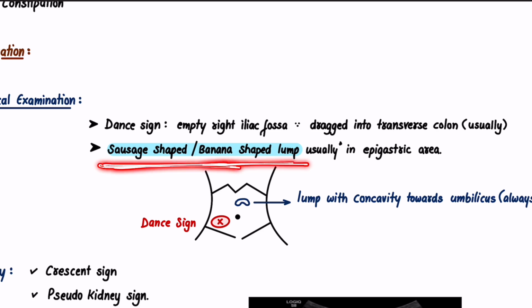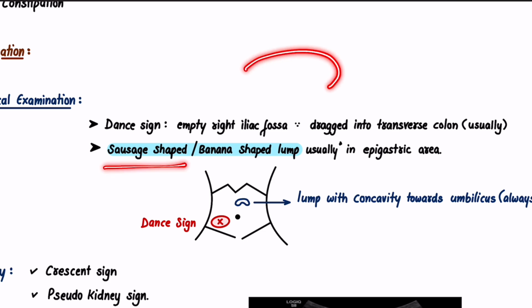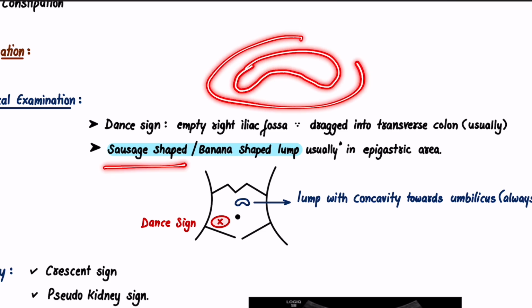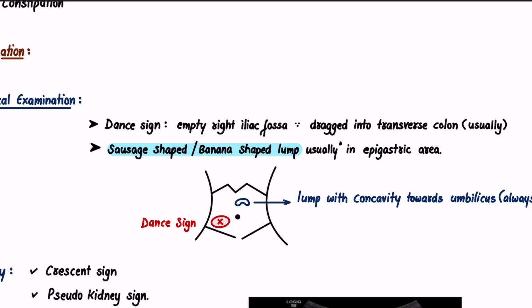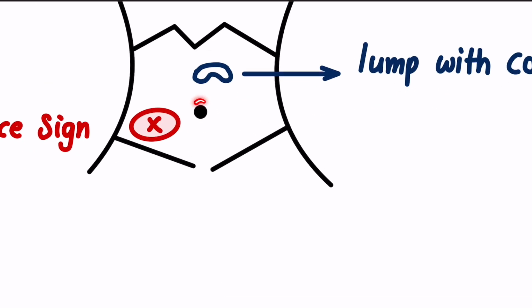The second is a sausage shaped or banana shaped lump. Now this is important. In the transverse colon, wherever the invagination stops, it will form a lump, and the lump is sausage shaped. That is this kind of shape, also known as banana shape. And one important part is that this sausage shape will always have its concavity towards the umbilicus. You can see this is the umbilicus. Wherever the lump forms, either in the ascending colon or transverse colon or descending colon, the concavity will always face towards the umbilicus.